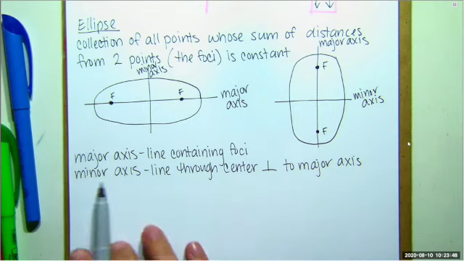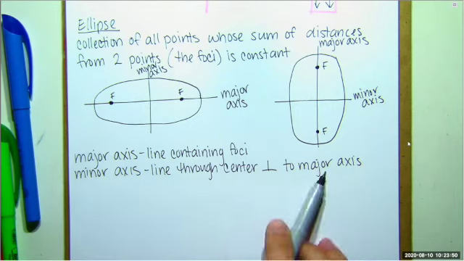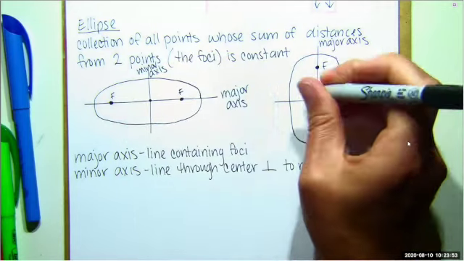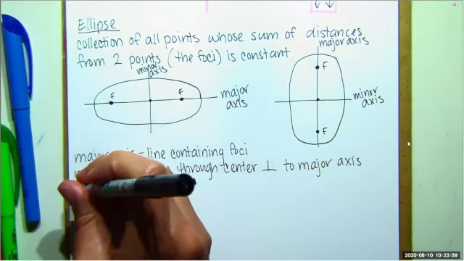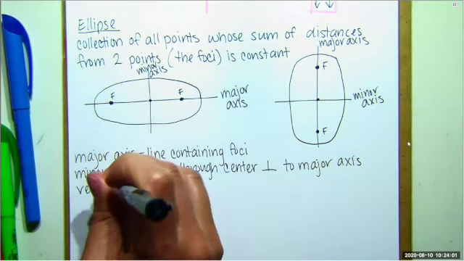Okay, I said that the minor axis is a line through the center that's perpendicular to the major axis. We didn't label our center here, but of course, right in the middle of our ellipse, that's referred to as the center.